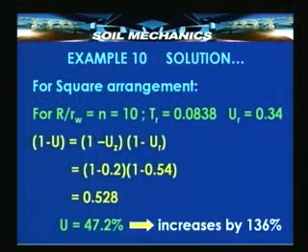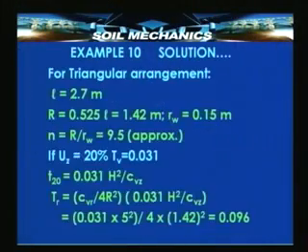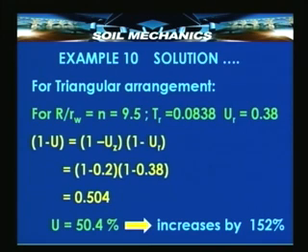Just take a look at the previous slide once again. With square arrangement we were getting 136% improvement, and with triangular arrangement we get 152% improvement. So that is the advantage of the pattern of arrangement of the sand drains. Triangular arrangement makes the drains a little closer and the zone of influence covered is more per sand drain, and therefore we get a better improved consolidation performance with sand drains.